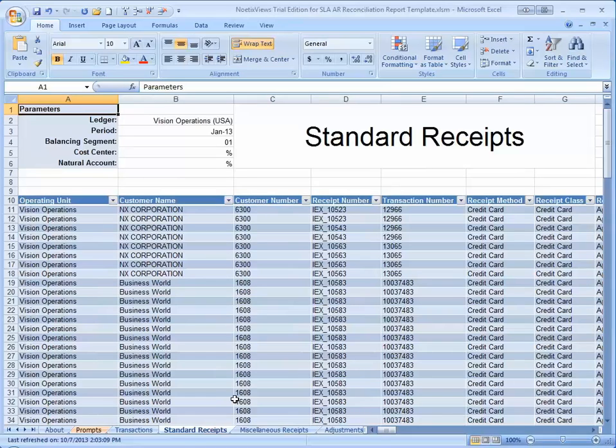The Standard Receipts tab displays standard receipts, including the receipt and transaction numbers, the receipt method, and receipt class and status. The data comes from the AR standard receipt distribution view. It also has customer information, the distribution account, the distribution amount, and the accounted debit and credit amounts in both transaction and primary currencies.